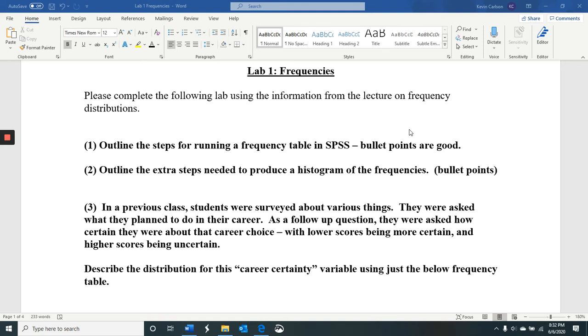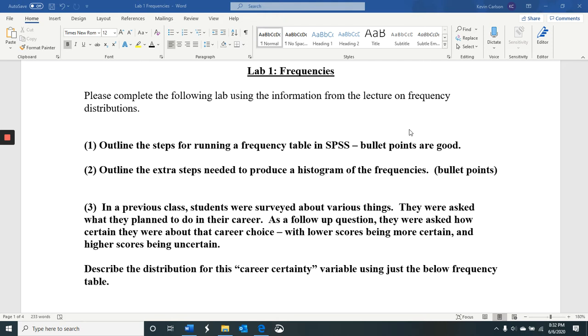Hello everybody, this is going to be a relatively short video for your first lab in terms of the frequency distributions. It's going to be a little bit shorter than other videos for your labs because in most videos for the labs I will show you how to run the analyses. However, for the frequency distributions, that was a big thing that we did in the video lecture.